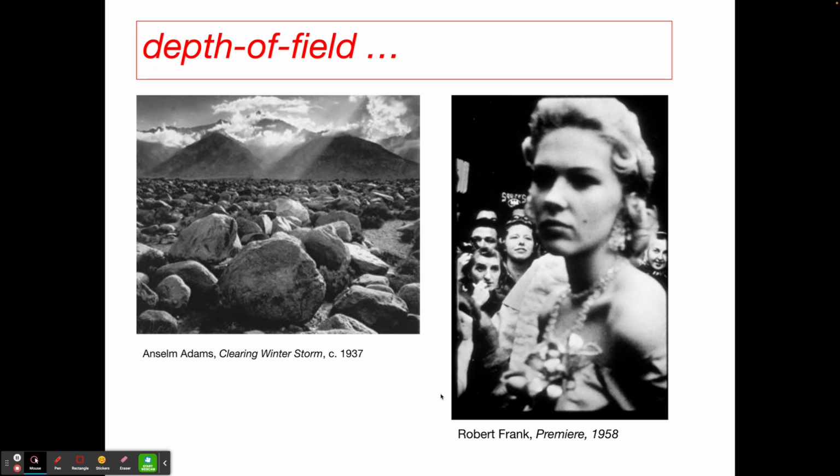So these are 2 different pictures of 2 different f-stops. These were taken with traditional film. Ansel Adams is a very famous landscape photographer. But you can see a lot of the rock details all the way in the back, and you can see the mountains in the back. So was this a low f-stop or a high f-stop?